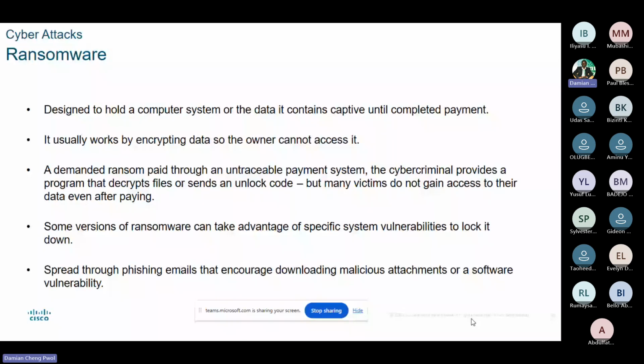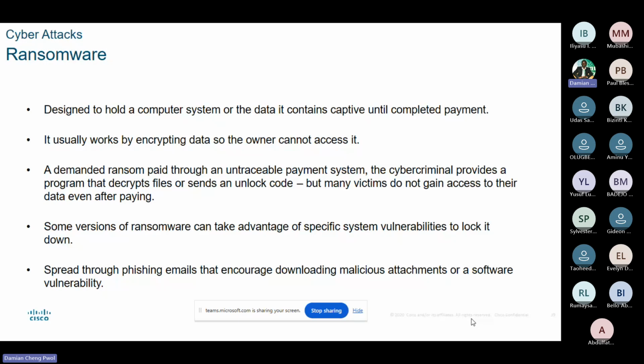Ransomware is designed to hold a computer system or the data it contains captive until payment is completed. So it means that you have a system, an attacker attacks the system and encrypts your documents and all your important information. You just open up your system, then the next thing, the document that you typed some minutes ago or some days back changes to a different character, to a different icon.